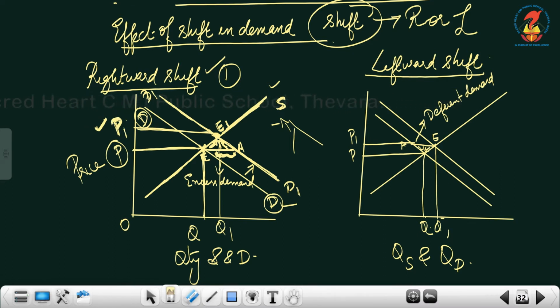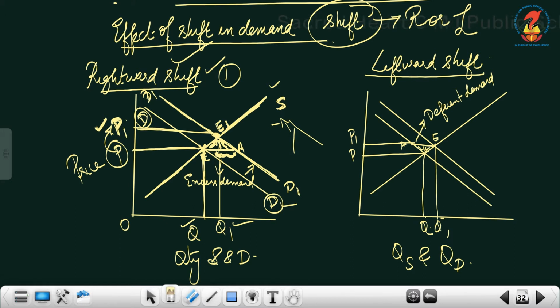So, P1 is the new price which is set above the P. At this price, suppliers are happy, the consumers are not happy. That is why contraction of demand, expansion of supply. The new quantity is OQ1 and the old quantity is OQ. This is how we explain the effect of shift in the demand curve, which is the rightward shift. I hope this is clear to you.